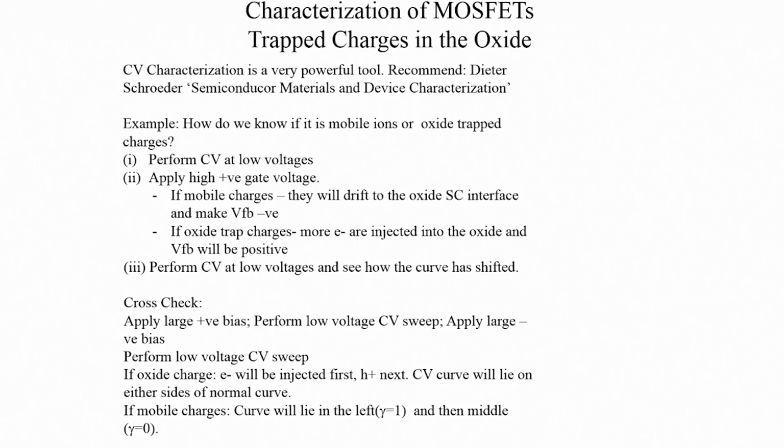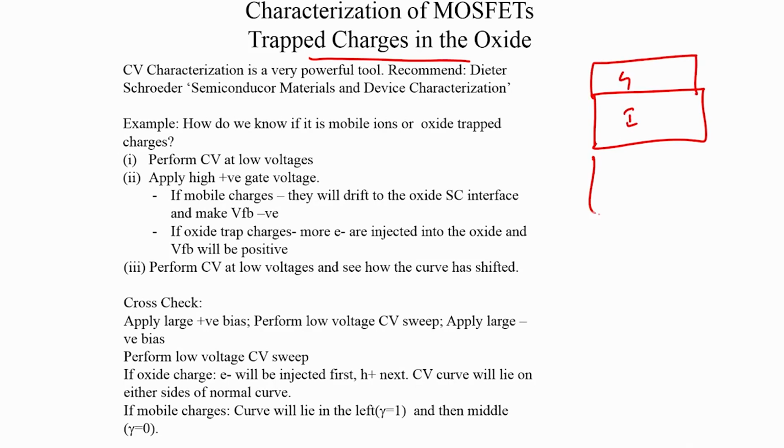So, next let us come to using the CV characteristics to extract trapped charges and mobile charges in the oxides. Okay. So, we looked at the charges in, so you have your metal, your gate insulator, semiconductor, back contact in the MOS structure, and you have your source and drain electrodes there. And we saw that there is a possibility of different kinds of trapped charges in the insulator.